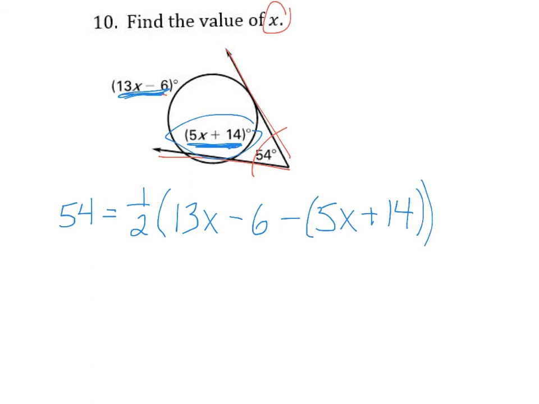So first thing I want to do is actually get rid of this half. So I'm going to multiply this whole thing by 2, which is just going to cancel out this half, and let's multiply this by 2. So now I have 108 on the left-hand side. If I can draw my 0.